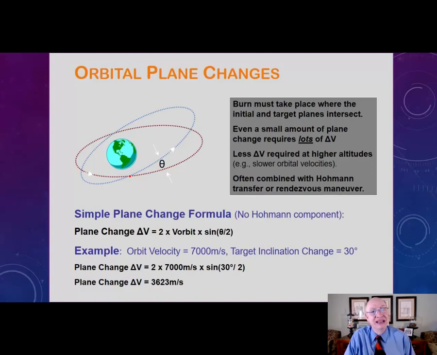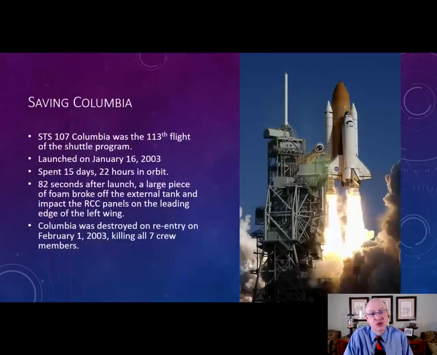I'm going to give you an example that was quite common in the media in the early 2000s, and it's the Space Shuttle Columbia accident.